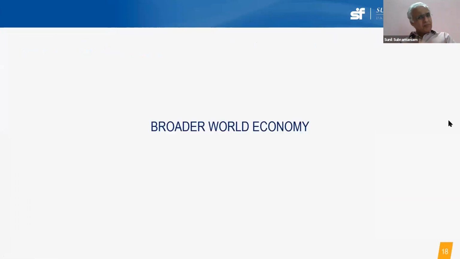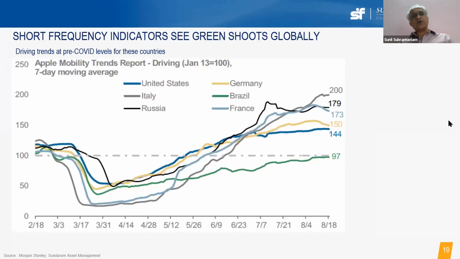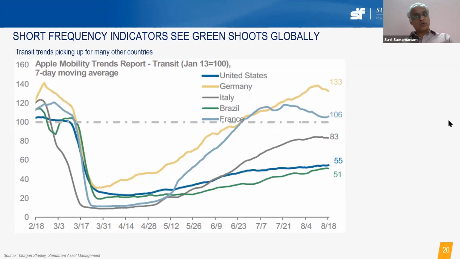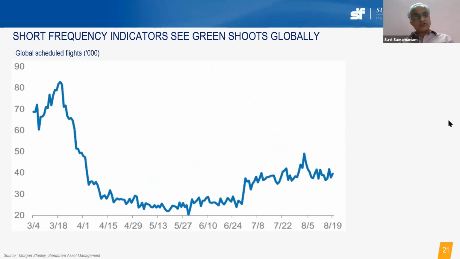So now let's look at the broader world economy across a few regions. If you look across Europe and the US, the Apple mobility driving trends are showing a recovery. The same with transit driving trends, which are also showing a recovery, and global scheduled flights, though not as sharp a recovery as the travel one in the cars, are also showing a gradual return to normalcy.